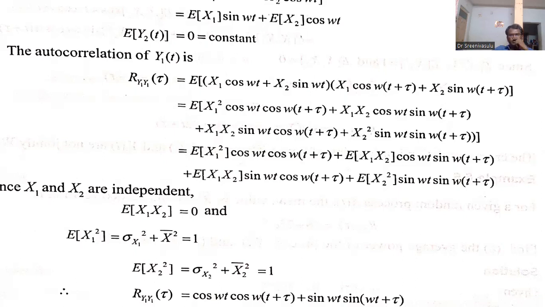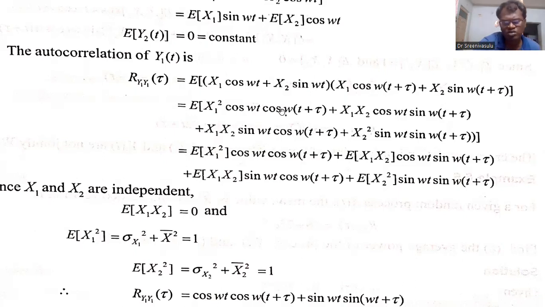And then if you see, the expected value of x1 square is unity, as given. The expected value of x1 square is equal to unity, since sigma x1 square plus x bar whole square is equal to 1. Next, the expected value of x2 square is also, as given, unity. But because x1 and x2 are independent, the expected value of x1 x2 is equal to 0.